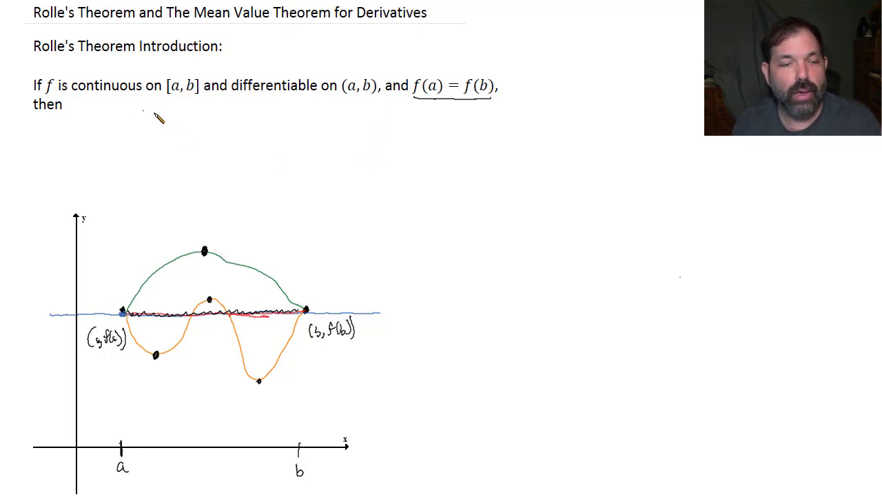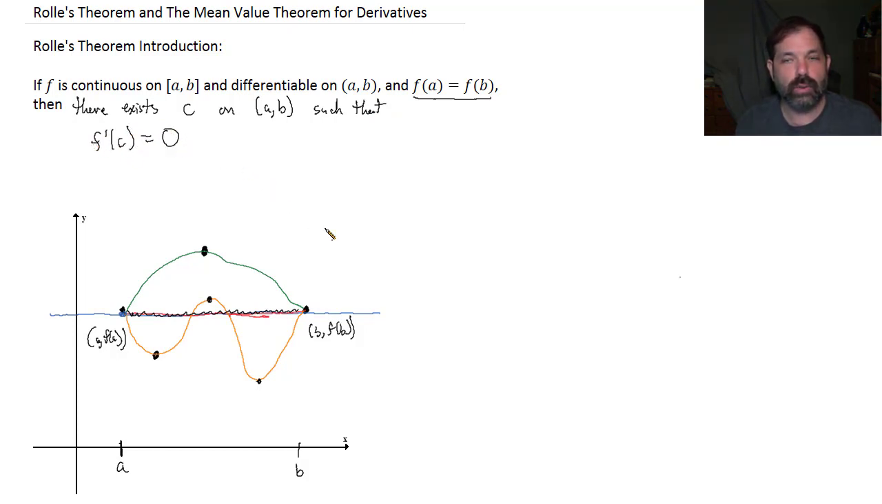If f is continuous on the closed interval and differentiable on the open interval, and f of a equals f of b, then there exists c in the open interval (a, b) such that f prime of c is 0. What this is saying is, if we know that the endpoints have the same level, then somewhere over the interval the derivative must be 0. There must be a stationary point. There must be a critical point.